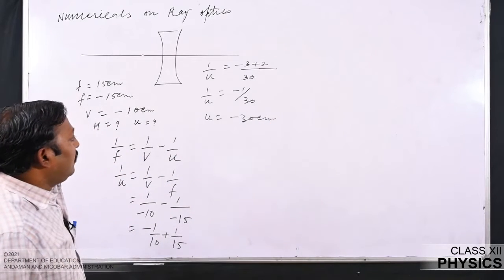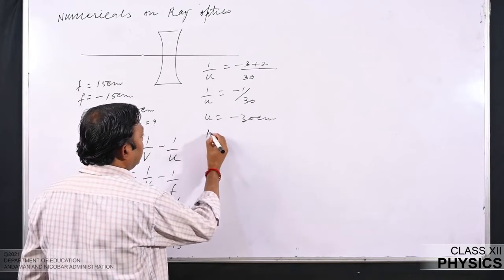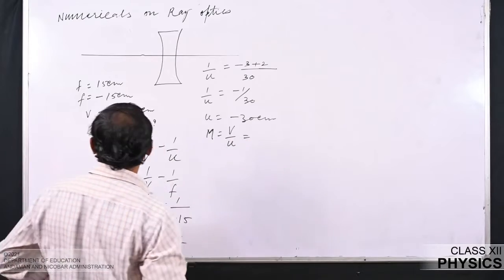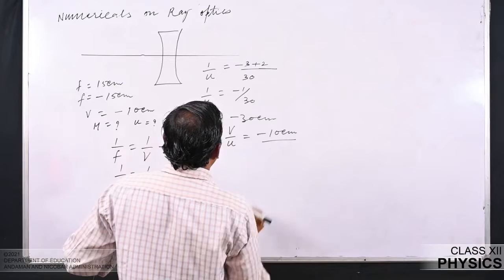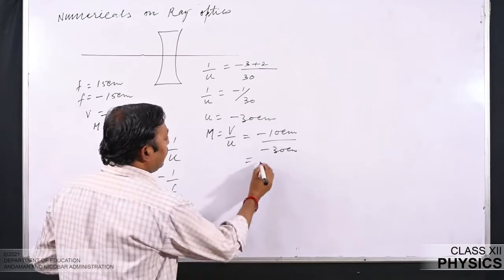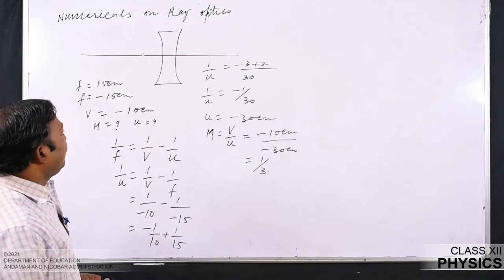So we got the value of U is equal to minus 30 centimeter, and the magnification formula here is magnification is equal to V divided by U. The value of V here is minus 10 centimeter divided by U is minus 30 centimeter. So it comes out to be 1 by 3. So magnification here comes out to be 1 by 3.